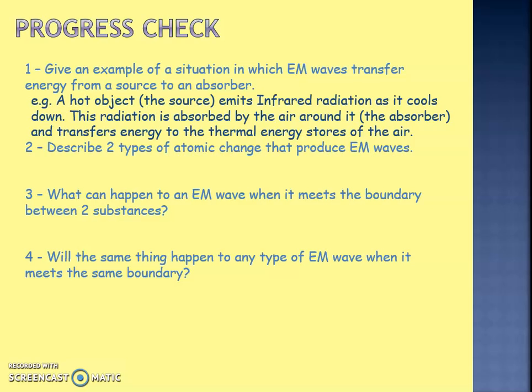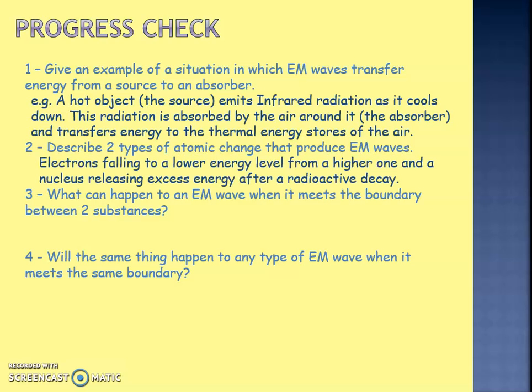2 types of atomic change that produce EM waves: electrons falling to a lower energy level from a higher one, and a nucleus releasing excess energy after radioactive decay. What can happen to an EM wave when it meets the boundary between 2 substances? It can be absorbed, it can be transmitted, or it can be reflected.